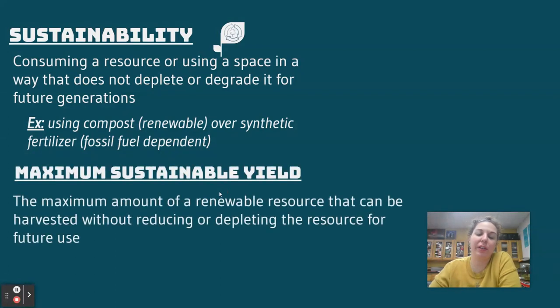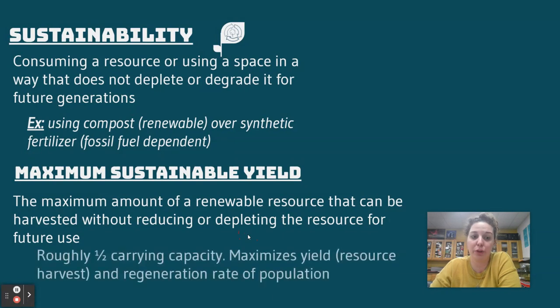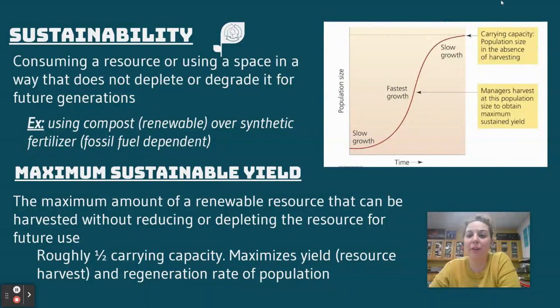The maximum sustainable yield is one thing we have to look at when we are trying to determine the sustainability of an action. That's the maximum amount of a renewable resource that we can take without depleting it or reducing it for future use. This tends to be roughly half of the carrying capacity of a population. This maximizes yield, the harvest we can get, so we can get more money, and the regeneration rate.